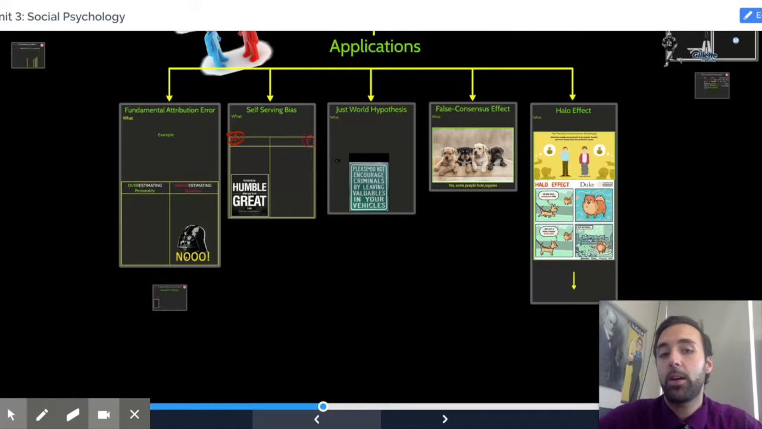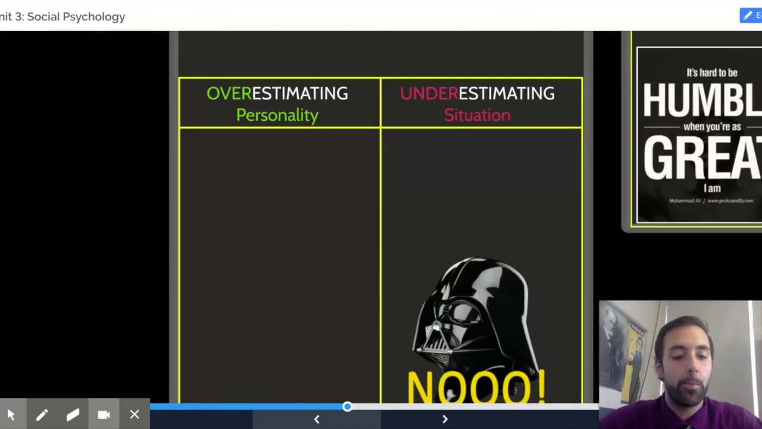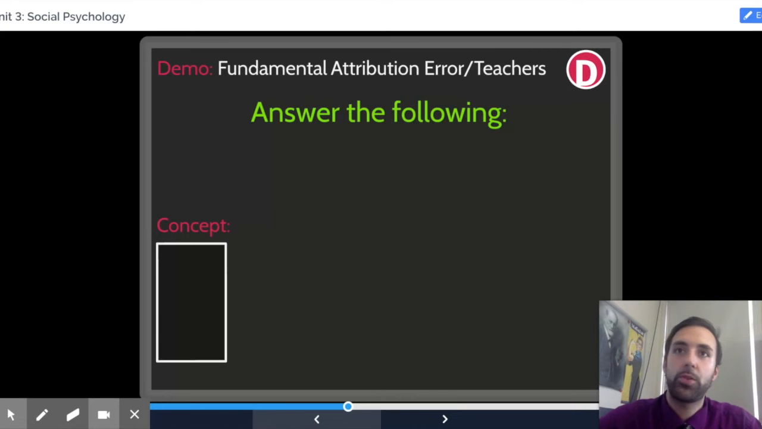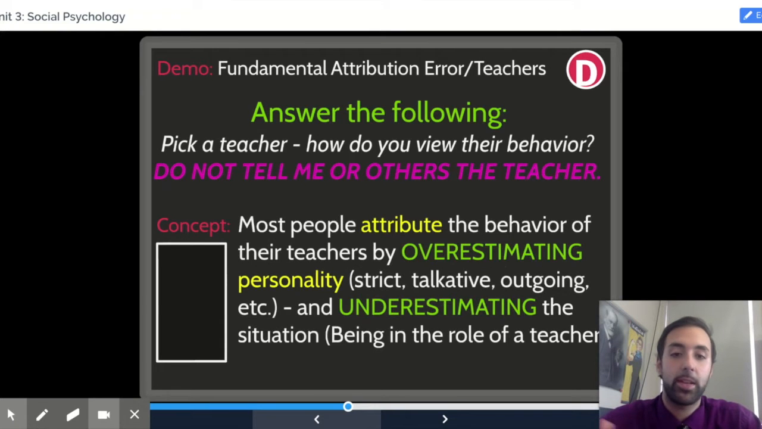There are 5 columns across, 5 specific terms related to this process. We'll start all the way on the left with fundamental attribution error. Now, if we were in class, we would start with this demo where I would ask you to anonymously evaluate what you think causes your teachers to act the way they do. And typically when we do this, I get a variety of responses, and we do this in a really anonymous way where you're not telling me the names of your teachers, you're not telling me the gender, you're not telling me what grade you had them in.